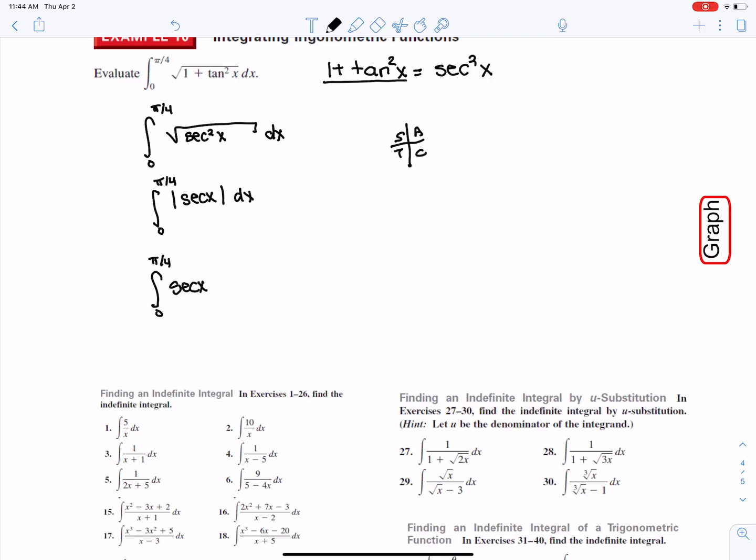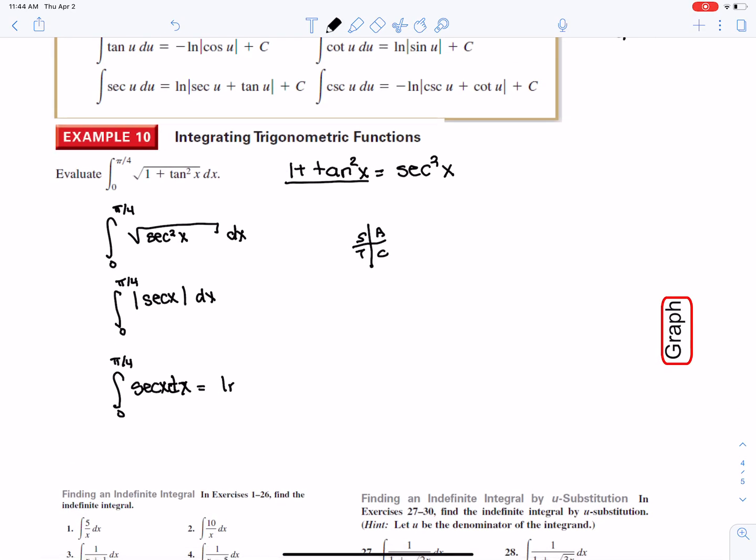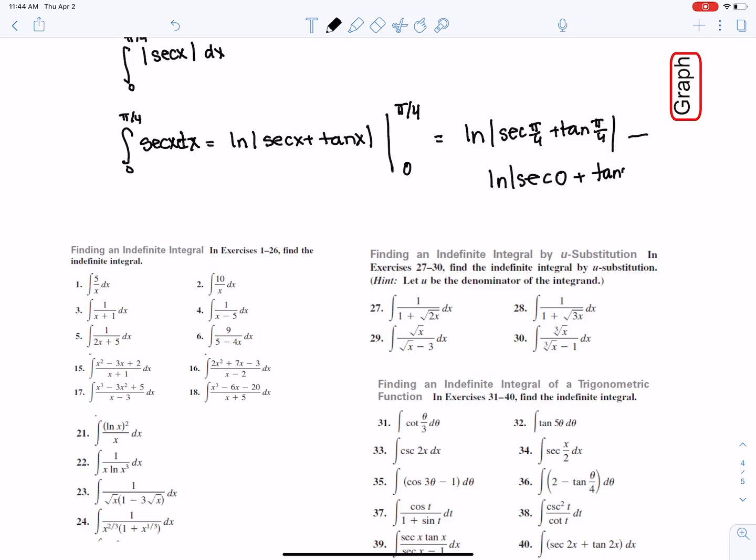And in this case, we just integrated secant in the question before. So in this example, I will use the table. This would be ln of sec x plus tan x. And then I'm just going to evaluate from 0 to pi over 4. So this becomes ln of secant of pi over 4 plus tan of pi over 4, minus ln of secant of 0 plus tan 0.